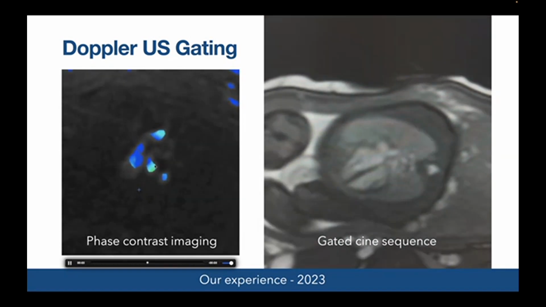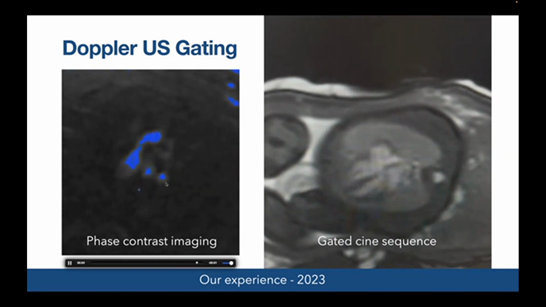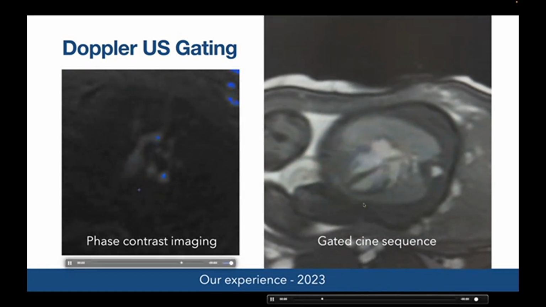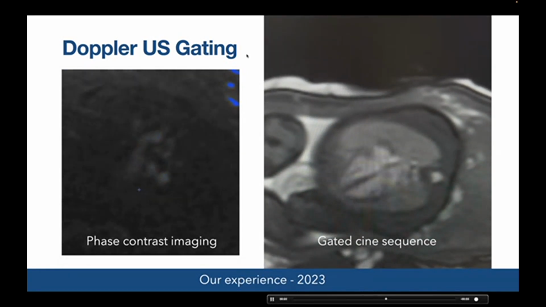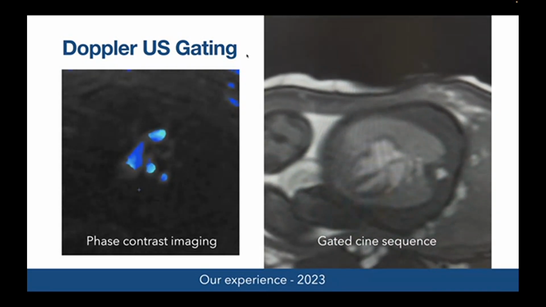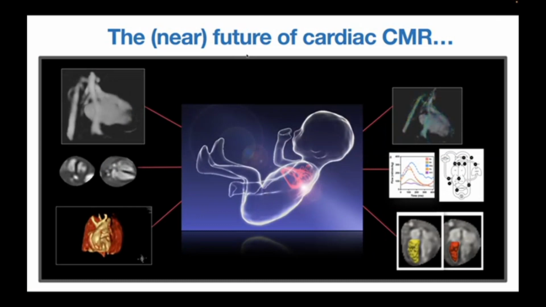So this is just an off-the-scanner gated phase contrast sequence here. This is a fetal 3-vessel view. This is obviously a 4-chamber view. So this is a big active area for us, looking at how we can really improve some of our gating pipelines. So I think the future for cardiac MRI in terms of the technical progress, compared to what you see postnatally, I think we've made a lot of progress in that direction.